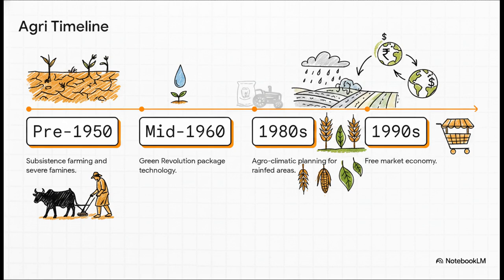The massive turning point hit right in the mid-1960s with the introduction of packaged technology, which sparked explosive growth. By the 1980s, the focus shifted to agroclimatic planning to help out the rain-fed areas, eventually leading to the policy of liberalization in the 1990s, integrating this giant system into the global free market.